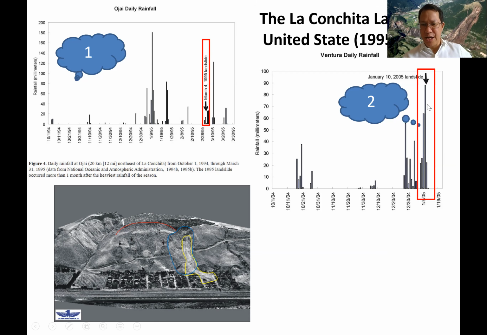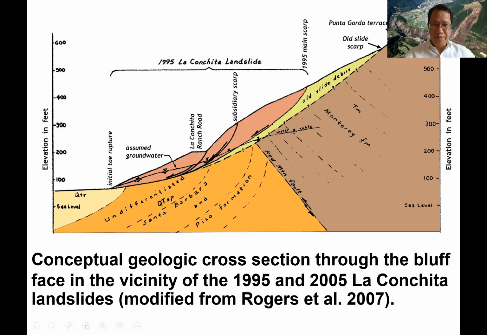On the other hand, in the second event in 2005, it seems the heavy rainfall occurred only one time and then the slope slid down, because of infiltration from the surface of the slope causing saturation of the slope. Okay, this is the cross section.